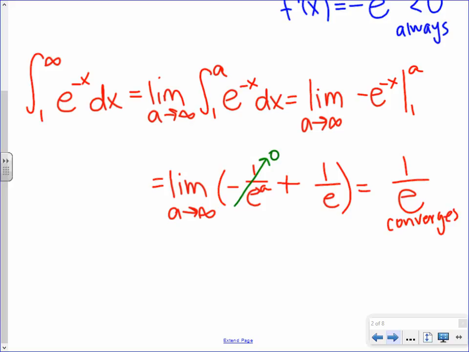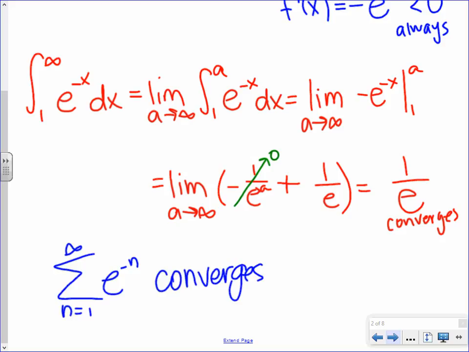So since our integral converges, then the sum from 1 to infinity of e to the negative n also converges because of the integral test. The 1 over e really doesn't matter. All the 1 over e is telling us is that that integral converges, so then we can say that our series converges as well. It doesn't converge to 1 over e, we just know that it converges.